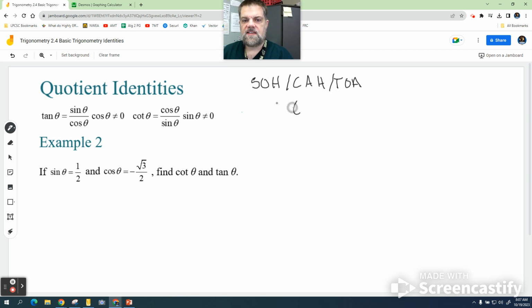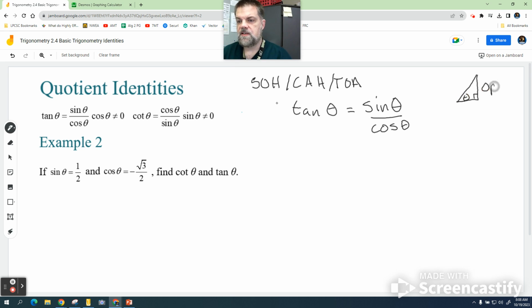I'm going to say that tangent of theta is equal to sine of theta over cosine of theta. So we're going to prove that that's true. What's tangent of theta with regards to the sides of a triangle? Remember, we're talking about right triangles where we have some angle theta here. This is the opposite, this is the adjacent, and this is the hypotenuse.